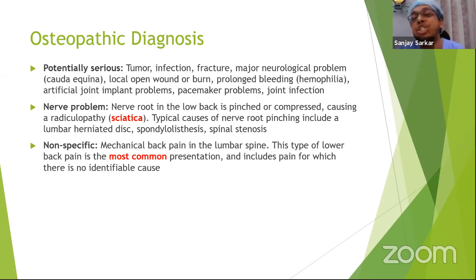The two things that are extremely common for us, I'll jump to the non-specific one, which actually means mechanical back pain. This type of back pain is the most common presentation, as you saw in the pie chart earlier, right? Essentially it includes pain where there is no identifiable cause. It's just there is pain, and that could be because of gait pattern, bad posture, sleeping habits, sitting habits, work habits, emotional habits.